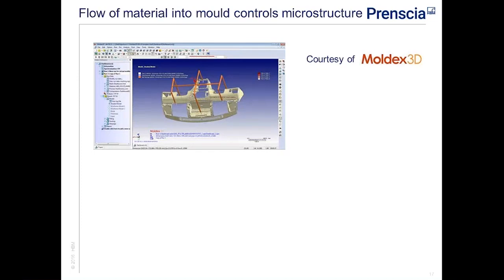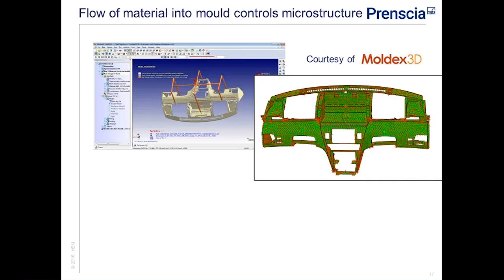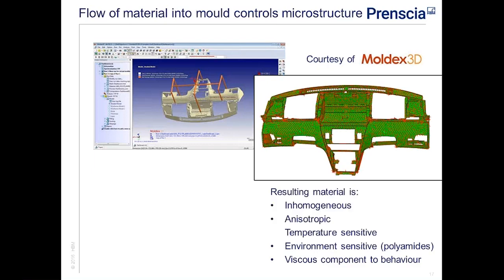Okay, so here we have an example of an injection moulded dash or instrument console, and when this is injection moulded, the flow of material into the mould more or less aligns the fibres in different parts of the structure, so that we end up with properties that are inhomogeneous, different everywhere, and they're anisotropic depending on the flow directions. So that makes life much more difficult for the analyst. We've got different properties everywhere in the model.